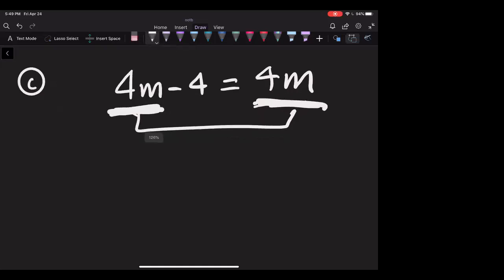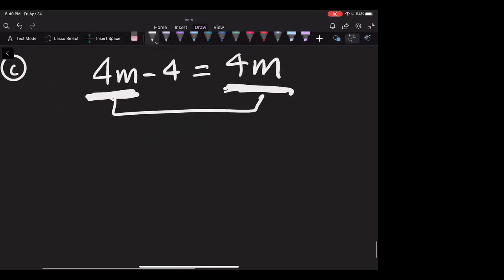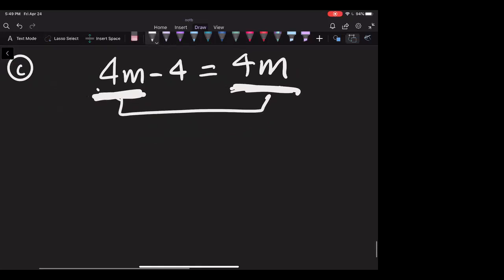Hold up. No, you're rushing again. So first step, to move them to the other side, we have to do the opposite of what the entire thing is doing. Remember? Yeah, so that's multiplication, so we divide. Hold up. It's 4 times m, but the entire thing is subtracting.